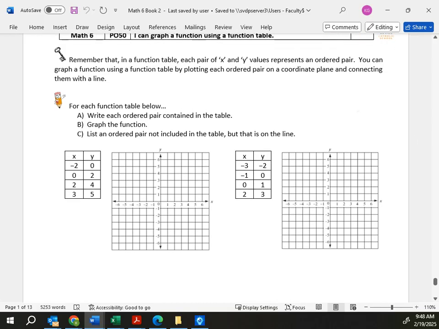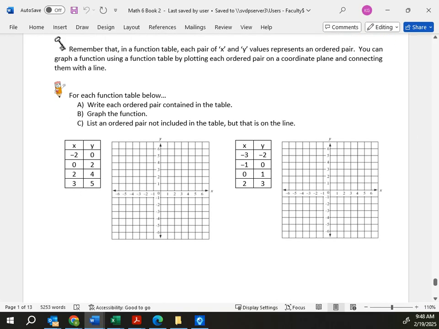So we're going to be putting together all kinds of stuff that we've already done. And we're putting it together into one objective. So that's why it's a PO, because it's stuff that we've already learned, putting it together.